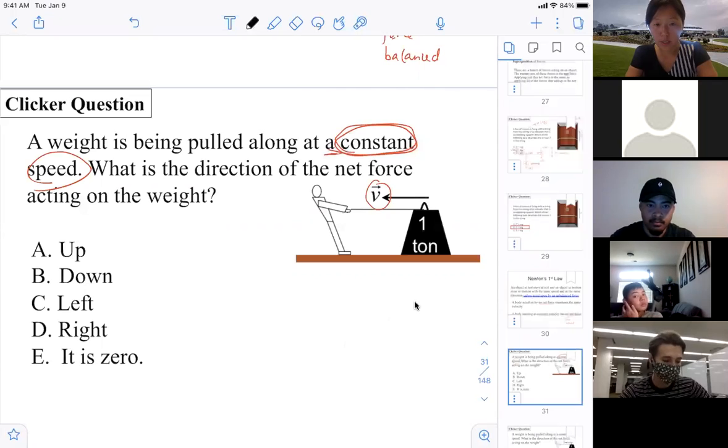All right, the majority voted for E and the second majority is to the left. So how do we go about answering this question? Would anybody like to share their thoughts?